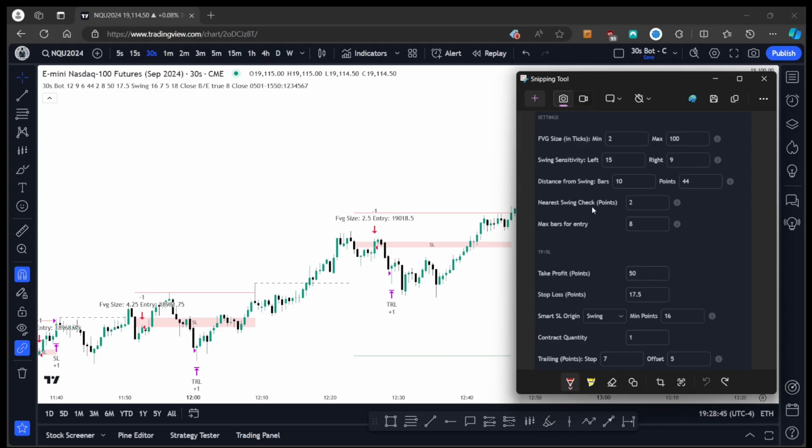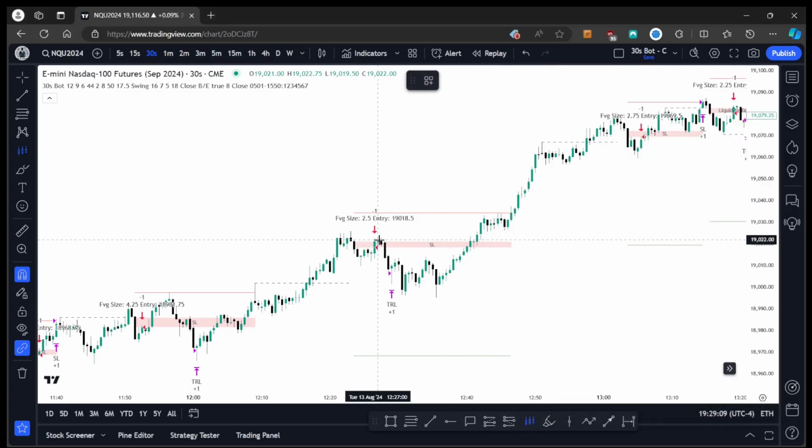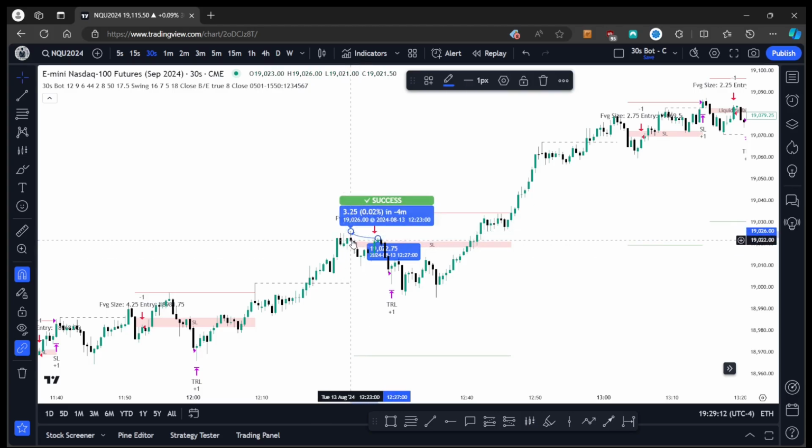Next, we have the nearest swing check, which is also in points. And what that does, it tries to prevent entry on bad setups where, let's say, the price is moving higher, but didn't take the entirety of liquidity, and we still have a remaining swing. To give you an example, let's say this was our swing right here, and this was the FVG formed. What it's checking is that we're not too close to the next valid swing in a direction opposite to the trade. In this case, we have roughly 3.25 points.